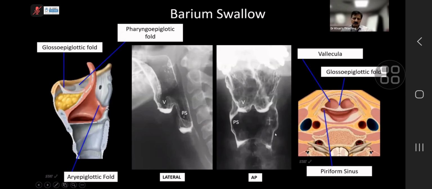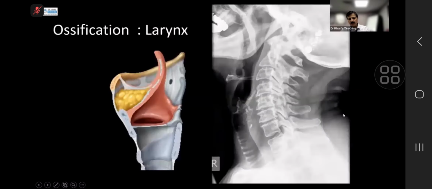So this anatomy is also important for the exam. Once you learn this, then you can make sense. Valleculae are anterior and piriform sinuses are posterior. Valleculae are part of the oropharynx. Piriform sinuses are part of the hypopharynx.